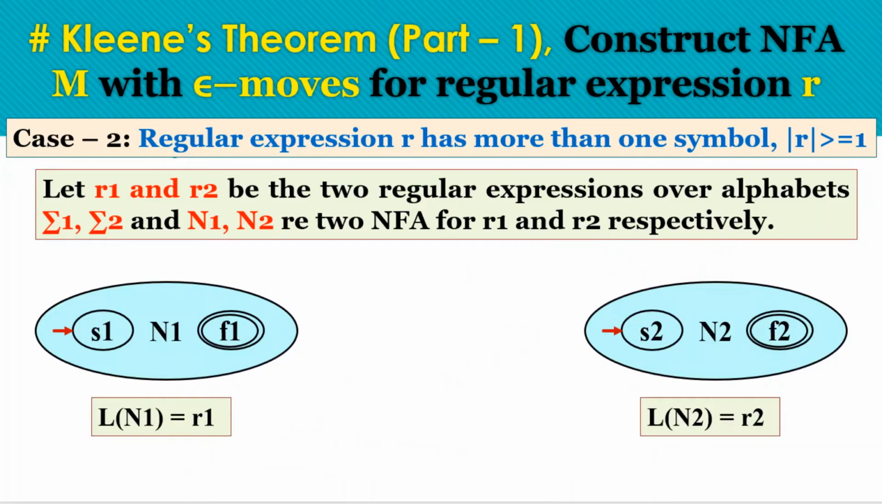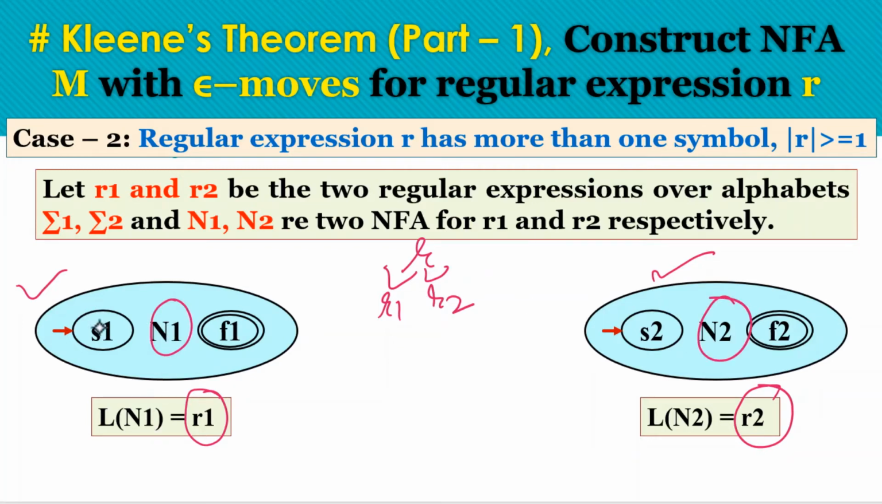So we have NFA N1 and NFA N2 corresponding to regular expression 1 and regular expression 2. Here R1 and R2 are the sub expressions of R. So R is divided into R1 and R2, and we have two corresponding machines N1 and N2. Now N1 has the start state S1 and N2 has the start state S2. F1 is the final state of N1, and F2 is the final state of N2.